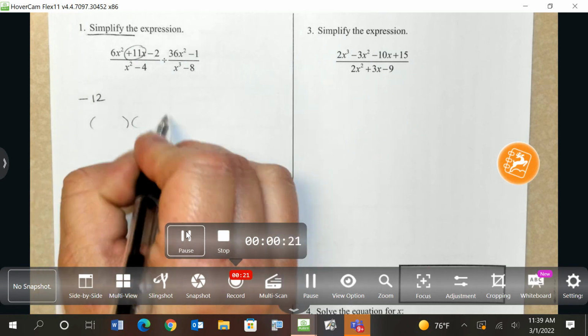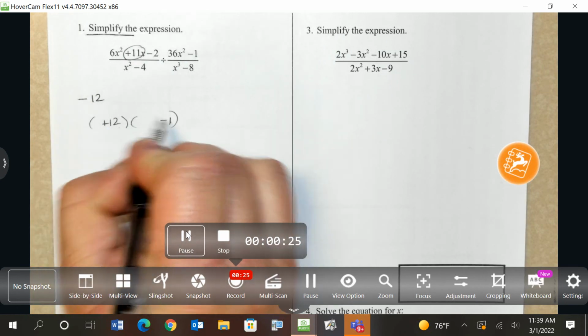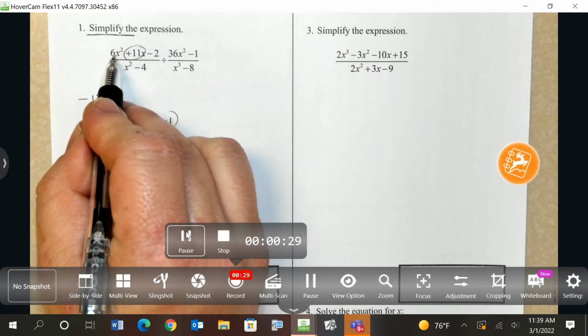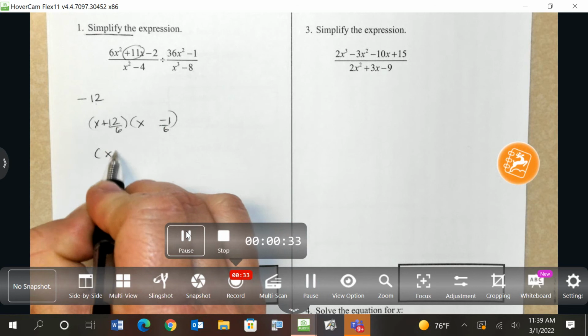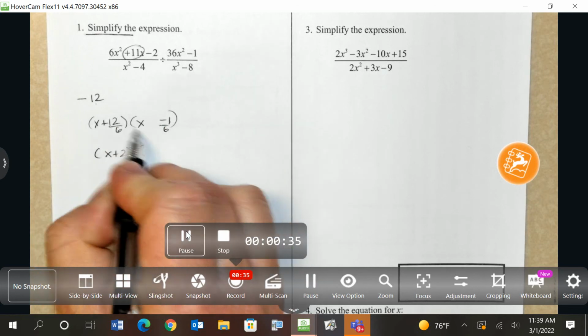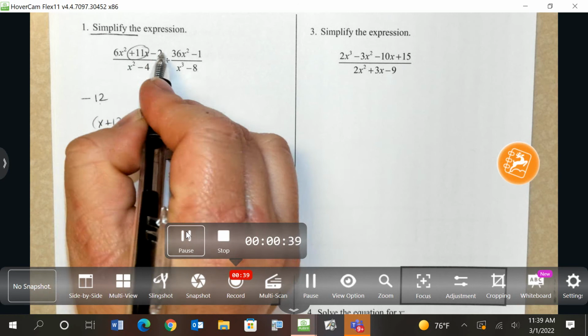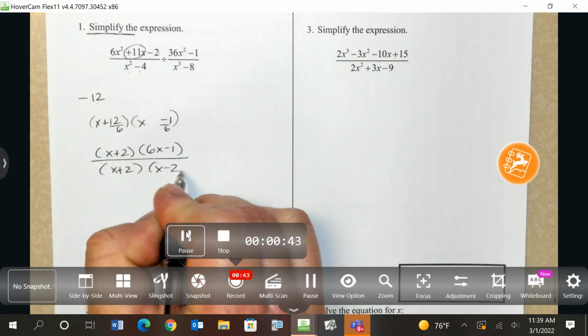And I like a positive 12 and a negative 1. They multiply and they combine. Now what I need to make sure to do is not forget about bottoms up. So when I simplify, the numerator is x plus 2, push up, and it's going to be 6x minus 1. This is the numerator position. In the denominator, it breaks into x plus 2 and x minus 2.